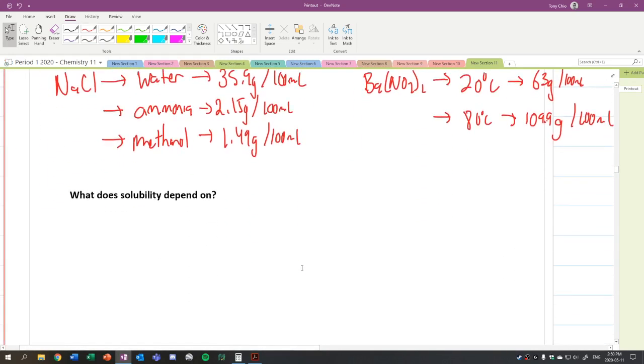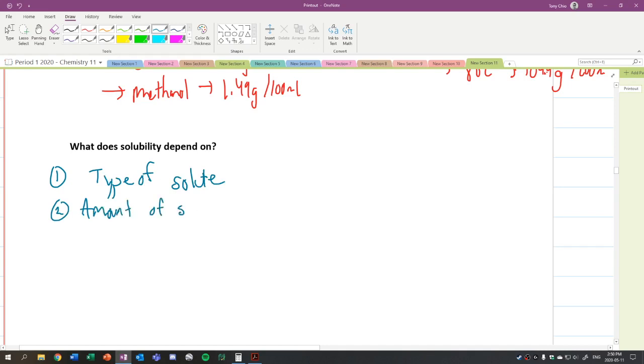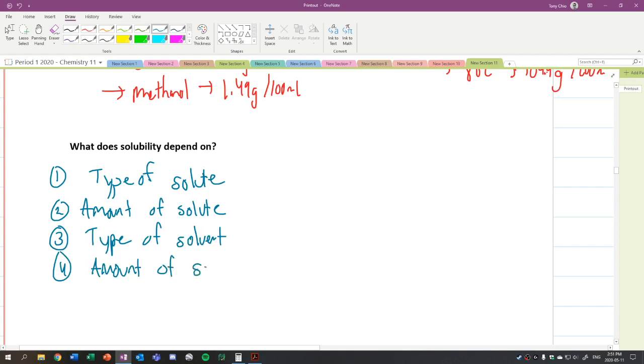So what does solubility depend on then? It really depends on 5 things. The 5 things it depends on are the type of solute. What kind of solute is it that you're dissolving? Number 2, amount of solute. Because if you have a lot of solute or a little bit of solute, that could change your solubility. Type of solvent. Amount of solvent. And last but not least, the temperature. These 5 things can change how soluble something is.